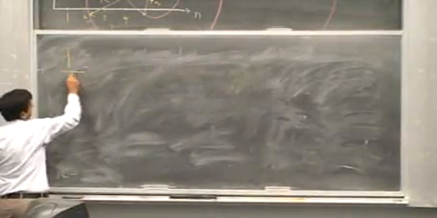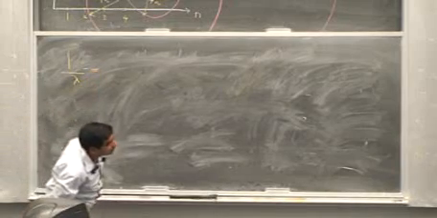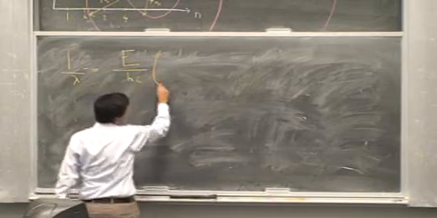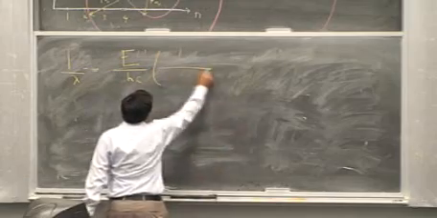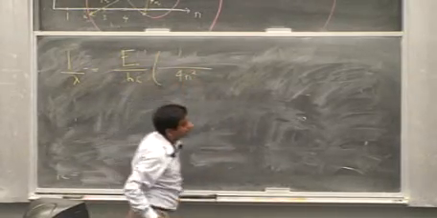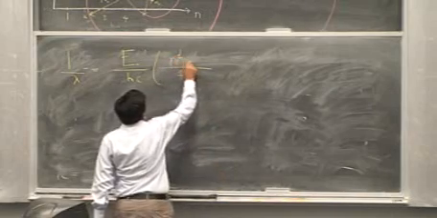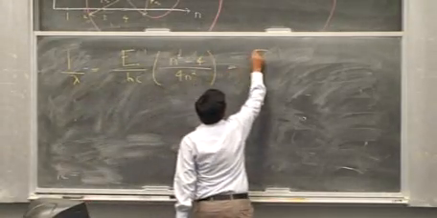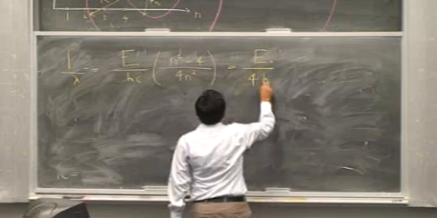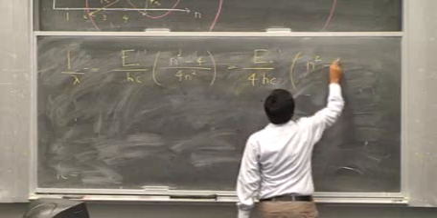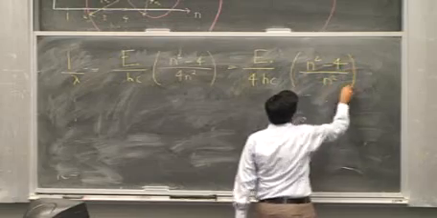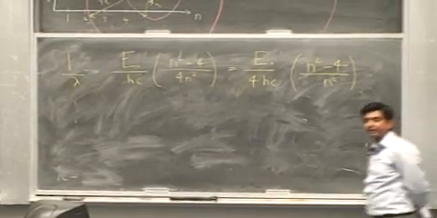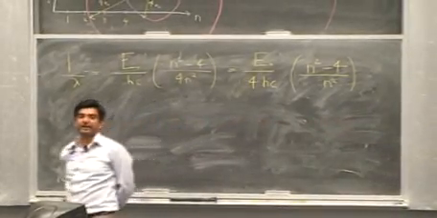one over lambda equals E naught over hc into n squared minus 4 over 4n squared. This is E naught over 4hc, n squared minus 4 over n squared. Now, is this formula identical to this formula? Are the two identical? Yes, they are completely identical.